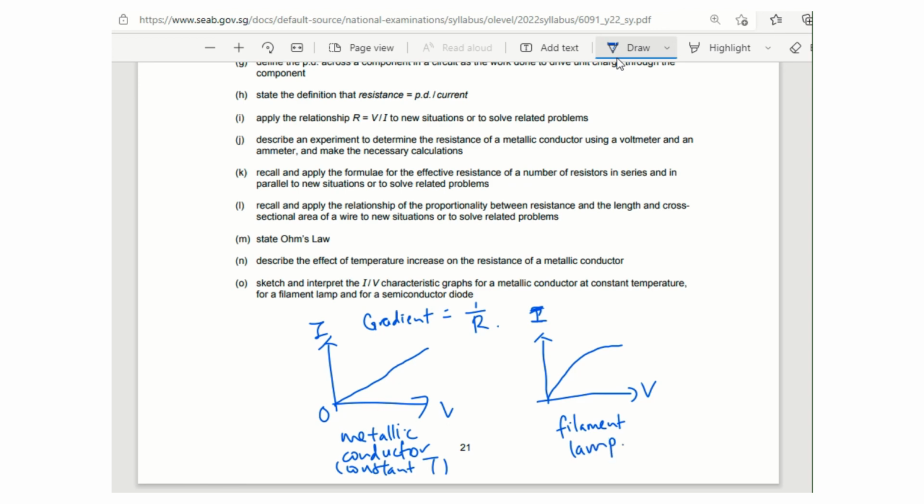Then for a semiconductor, typically, when you are at low voltage, there is no current passing through. Then when it exceeds a certain threshold, suddenly the current is able to flow through it. So it will look something like this.